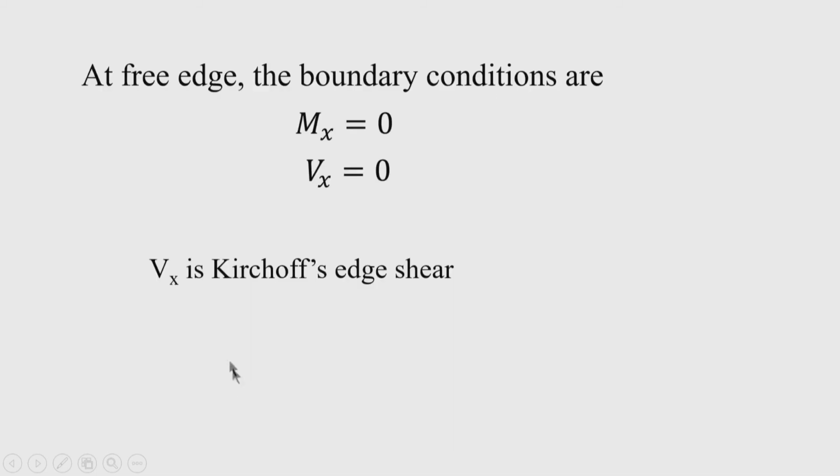At the free edge, imposing the conditions Mx equal to 0 and Vx equal to 0, where Vx is the Kirchhoff's edge shear, one can write the boundary condition.